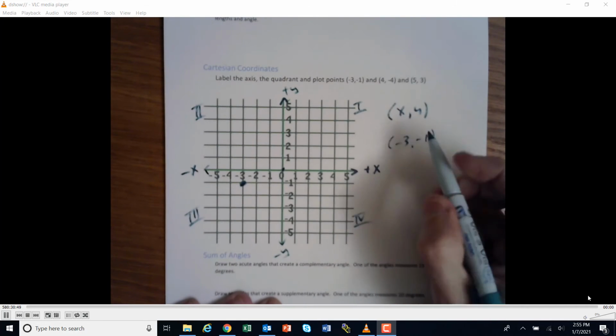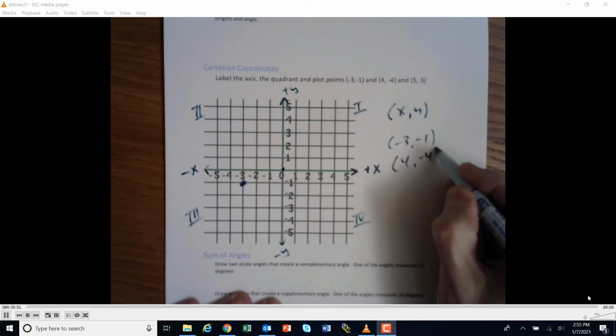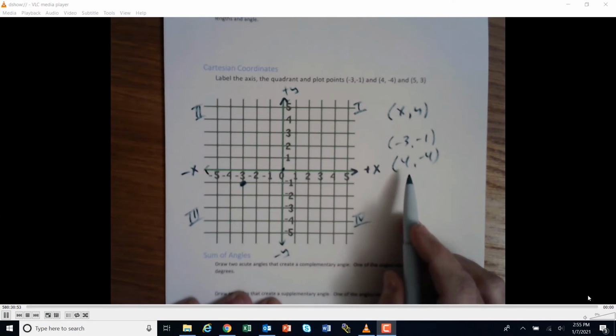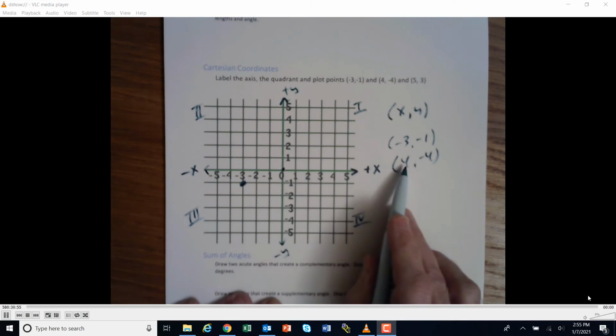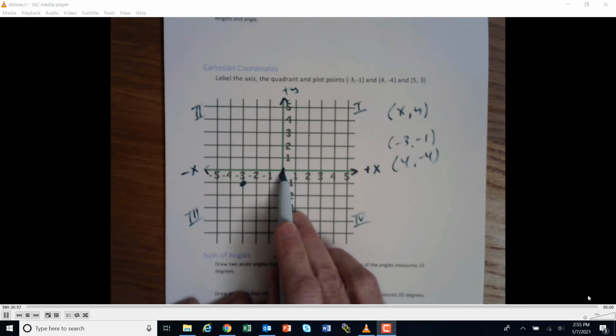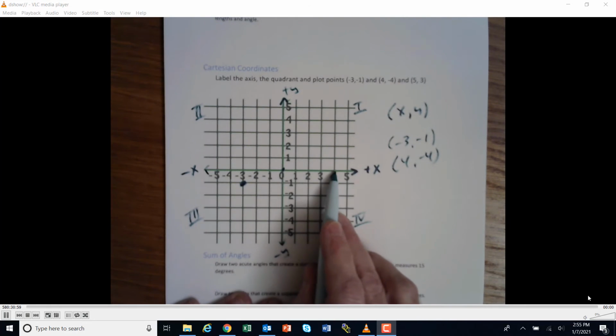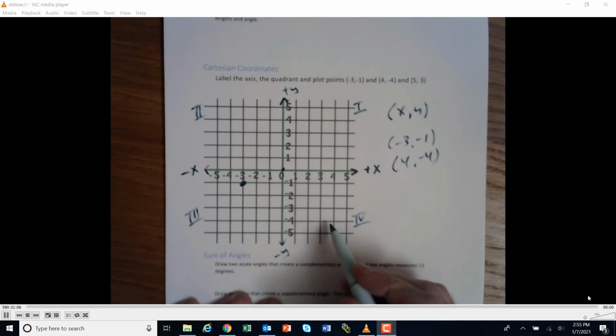The next point here, which was 4 and negative 4, okay, it's x, y. So we're going to start at the origin. We're going to move 4 in the positive x. 1, 2, 3, 4. Oh, but now we need to move negative 4 in the y. 1, 2, 3, 4 down here. So there was my second point right there, okay?